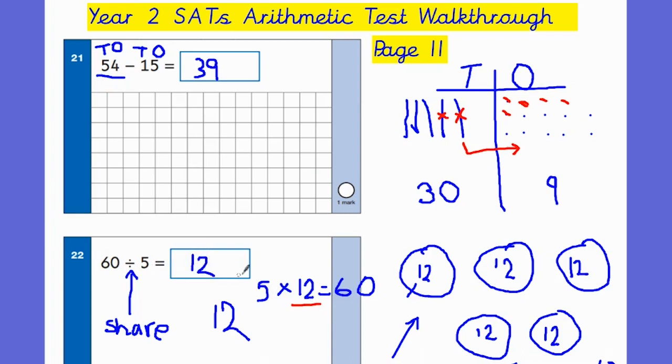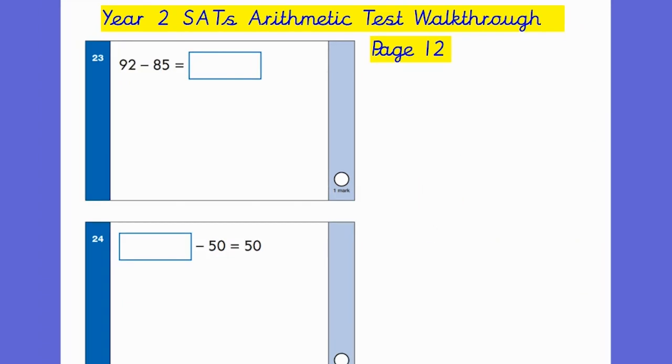Now in year 2, they have to know their 2s, 5s, and 10s times tables up to 12. So if they do know them, it should help them with this question. Okay, question 23 and question 24. We're on page 12 of the test. So these questions towards the end are most likely going to be the trickiest for the children.